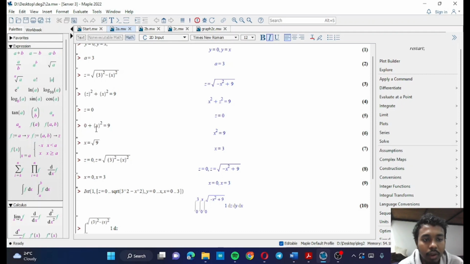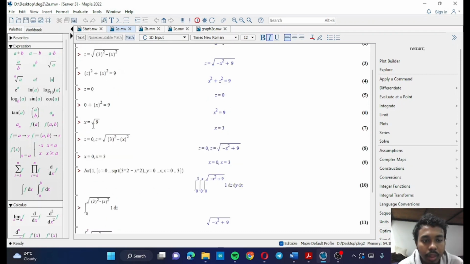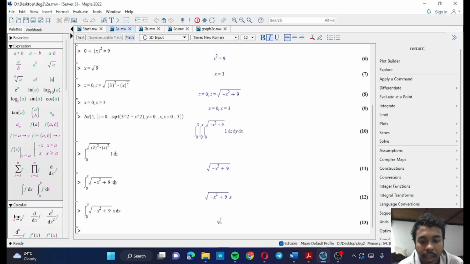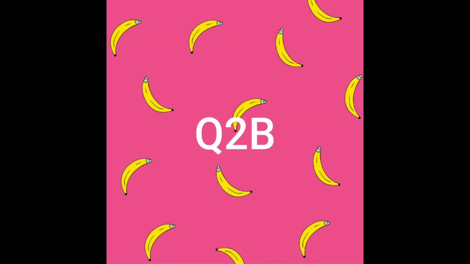So when z equals 0, then x equals 3, and then we know the z lower limit and upper limit, and the x lower limit and upper limit, and then I type the equation, and I get like this. Then I find one by one, integral dz first, and I get this for the answer. After that the second, which is dy, I get this answer, and the last one is integral dx. So I get 9, which is the same answer as the manual calculation.